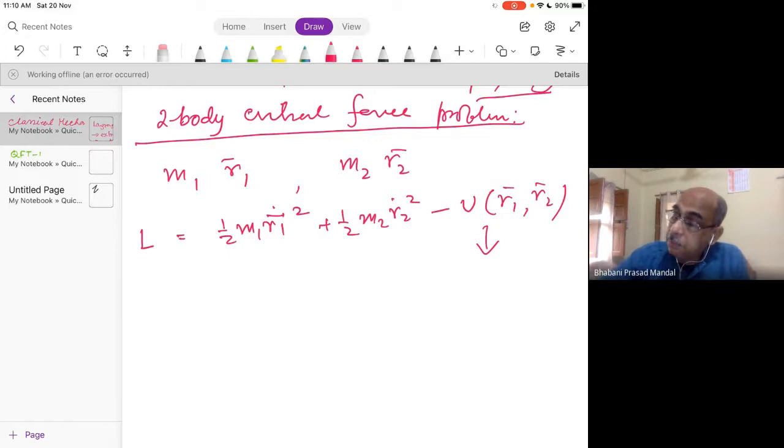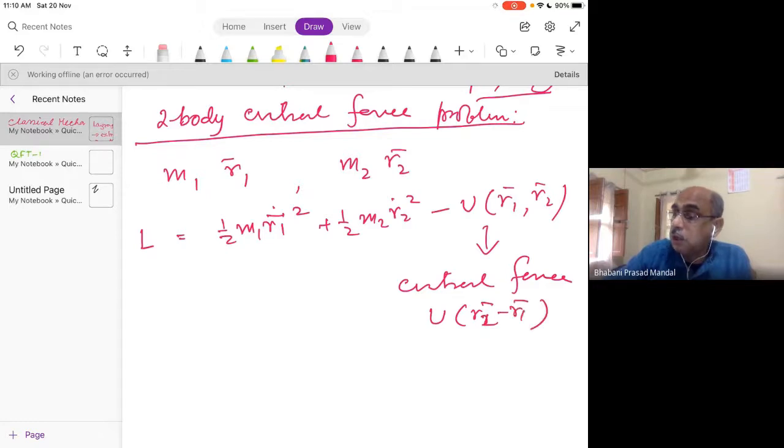But if this potential is of central force type, or a central potential, then that means it does not depend on the angular part. If the potential depends only on the separation between these two position vectors, only a function of r2 minus r1, then this problem can be solved by reducing it to a single body problem. That is what we are going to discuss. We can go to the center of mass of this problem, and then we'll see what happens.